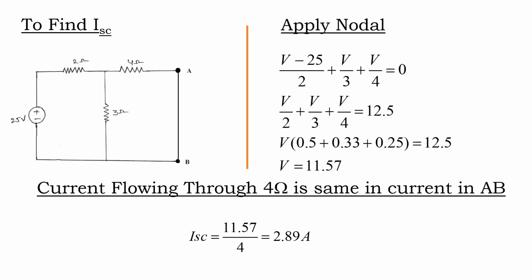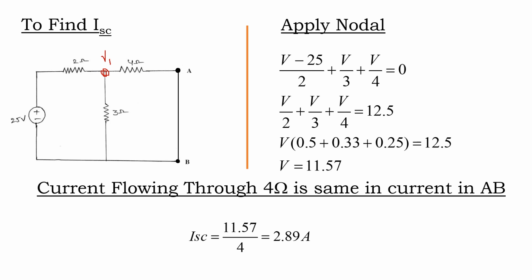So, I use the nodal analysis method to find out the current in AB. You can see the nodal equation, there is only one node here. So, (V minus 25) divided by 2, V by 3 and V by 4. Solve this equation, then I get V equal to 11.57. That is the voltage at the node V1, this voltage. Now we have the current at the AB point.